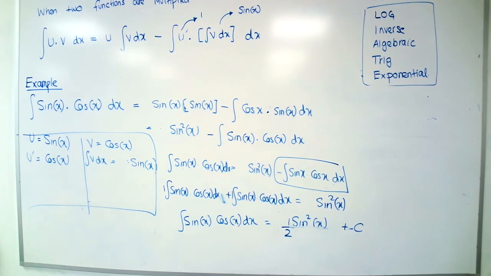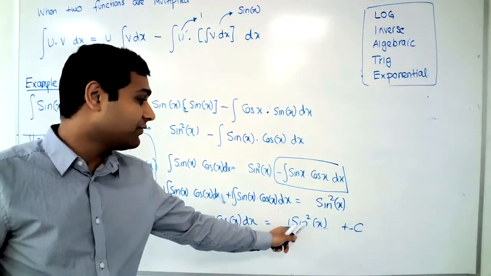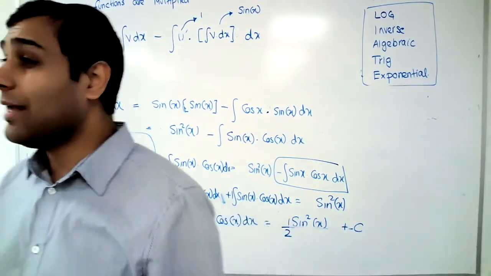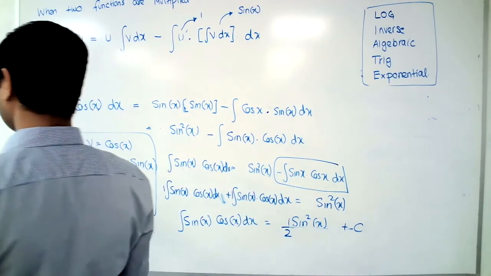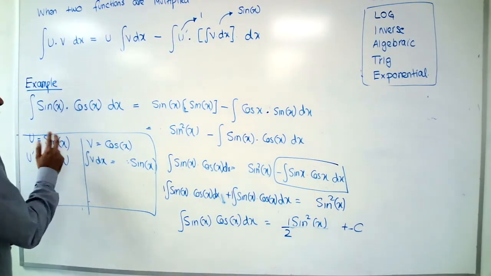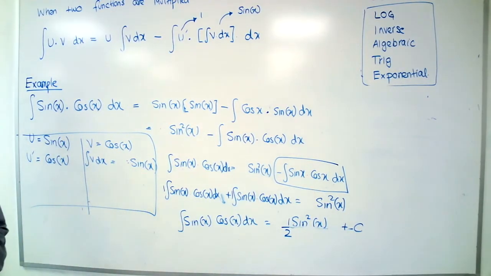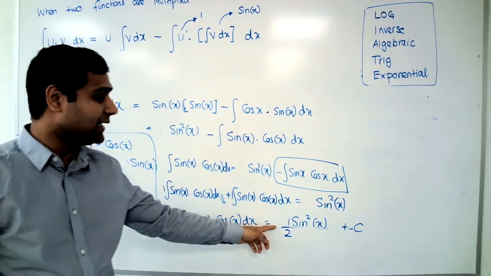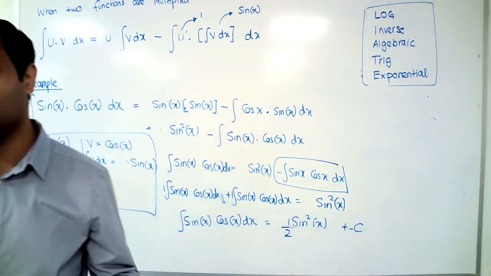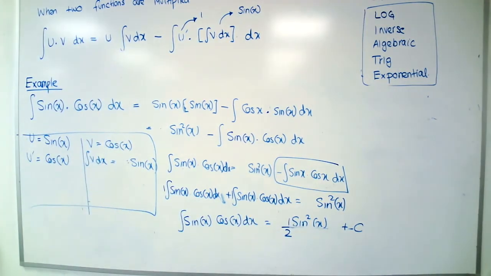Now the other answer can be a minus half cos square x. And that's still the same. The reason the answers are different is it depends on which one is u and which one is v. If you take u as sine, this is the answer. If you take u as cos, it will be minus half cos square x. So in integration, the answers can be different, but both give you the same kind of result.